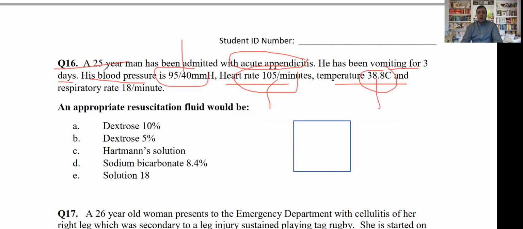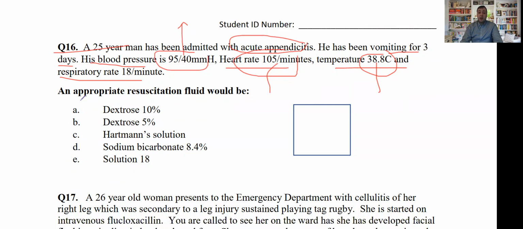So he had a high-grade temperature and respiratory rate of 18 per minute. So this patient, with this hypotension, most likely had hypovolemia secondary to vomiting, which is secondary to acute appendicitis, to acute abdomen.